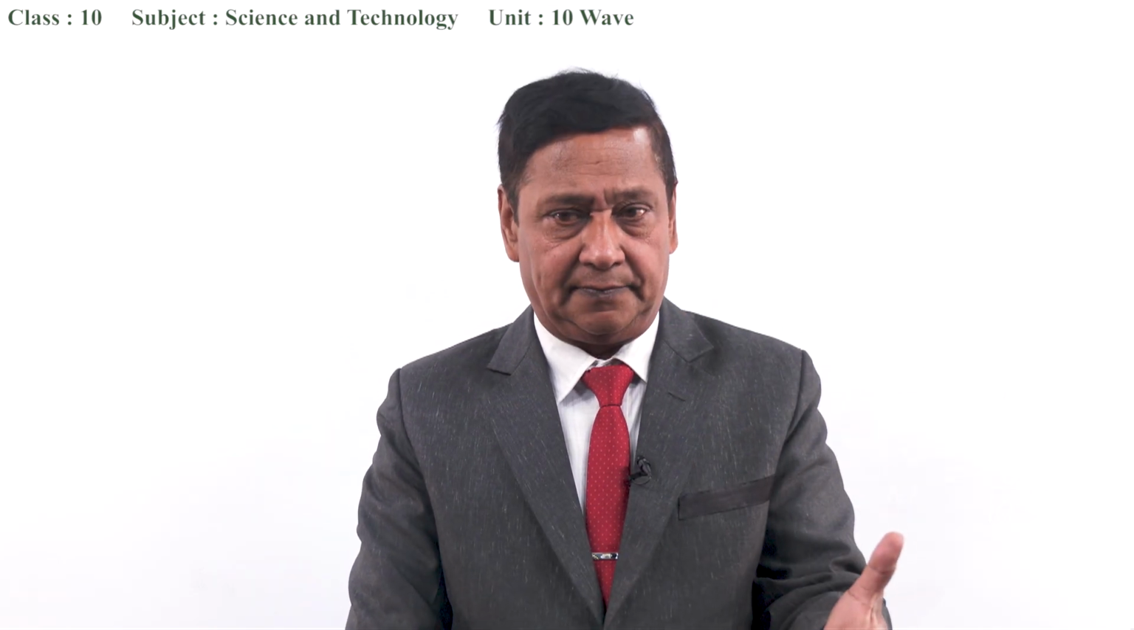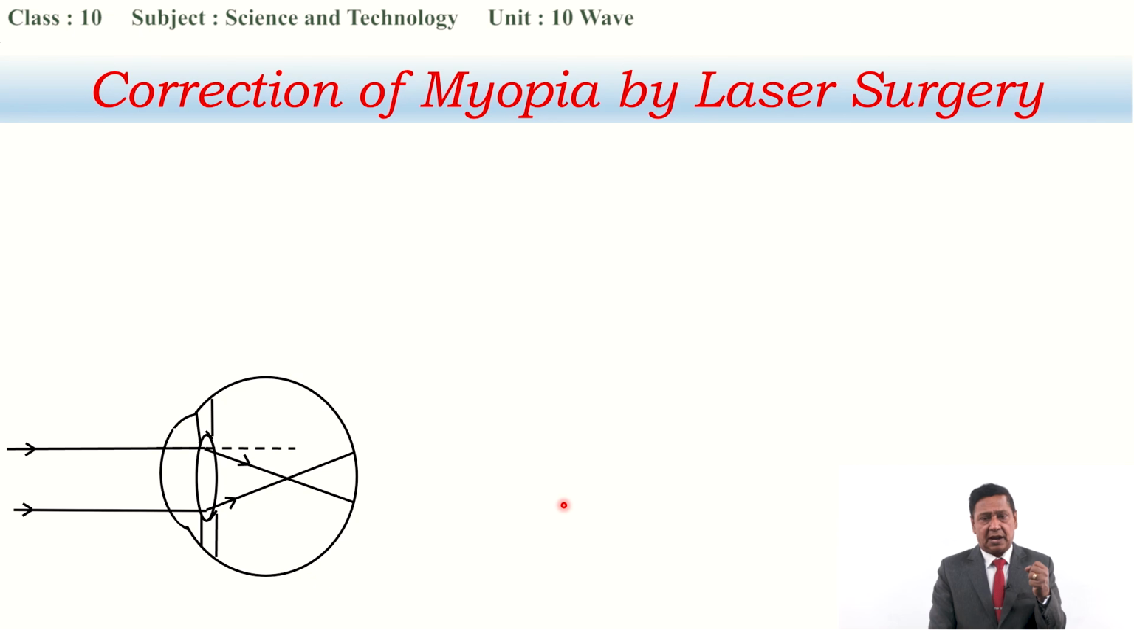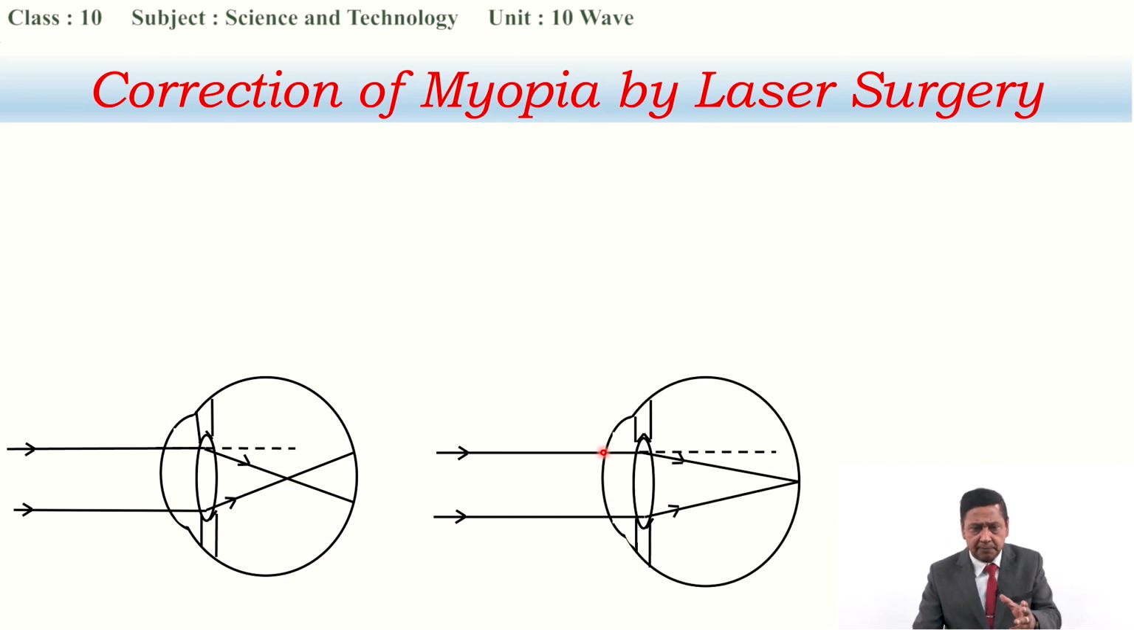Exactly what is done? Look at this, it is short-sightedness, myopia. Here we have a problem because distant objects are focused in front of the retina. Now we are going through surgery to focus the distant object on the retina, not at this place. Previously I told you about the surgery. Have you noticed this? This curvature is less than this curvature. The gap between the lens and the cornea here is more, here is less.